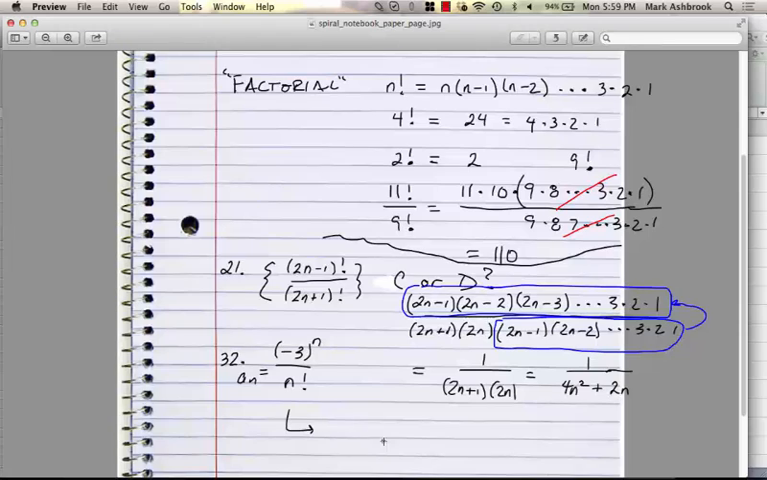Okay, how was this last one? See if you can figure it out. So this is negative 3 to the n over n factorial. Converge or diverge, and can you show why it does converge or diverge?